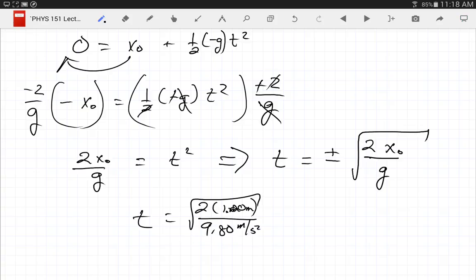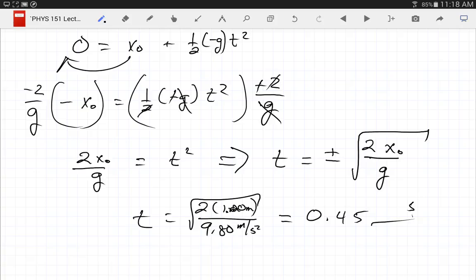Remember, g is a positive value. If you have a square root of a negative number, you get an imaginary answer. We don't like imaginary answers because they are surprisingly not real answers. And you do that, and it's, what, 0.45 something seconds. So that's how you can actually calculate the fall time.